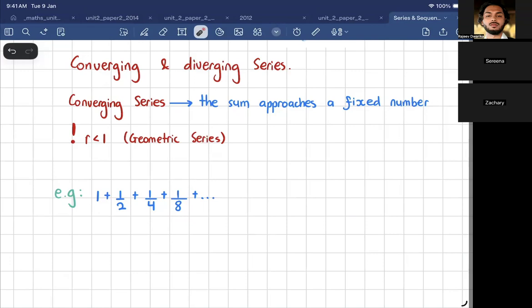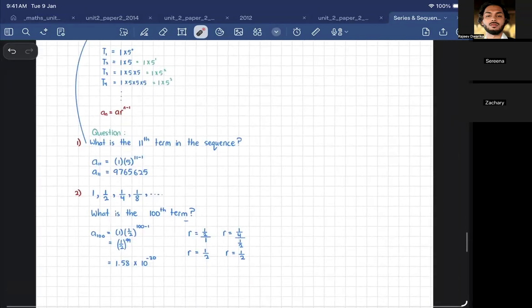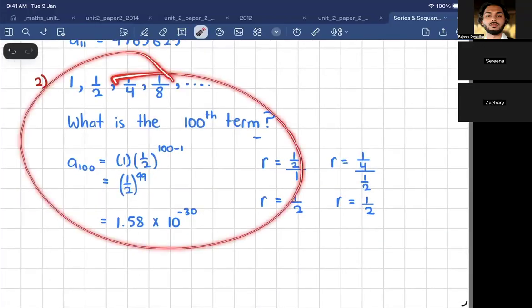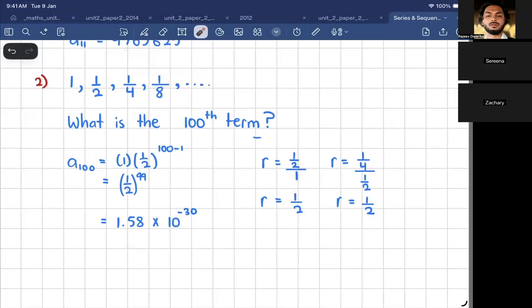Serena, look at the 100th term in this sequence. If I add 1.58 by 10 to the power minus 30 to 9, do you think that's really going to change my answer? If I have 9 plus 1.58 by 10 to the power minus 30, what do you think the answer is going to be? Practically.